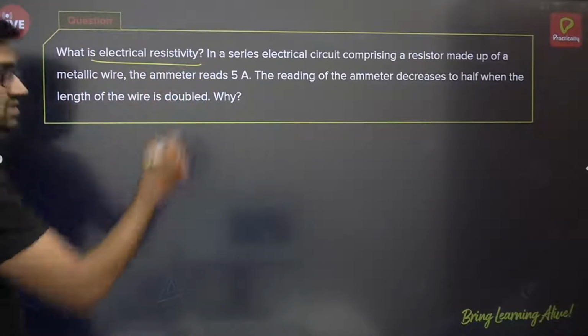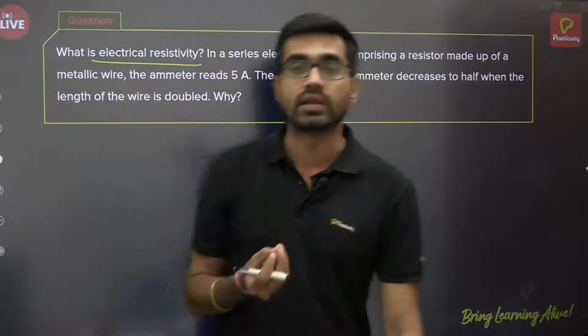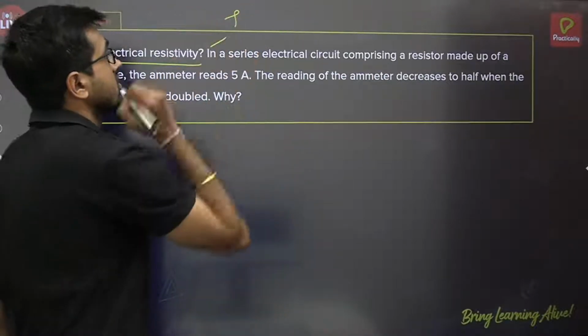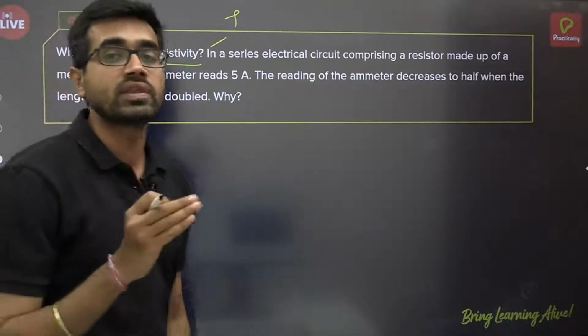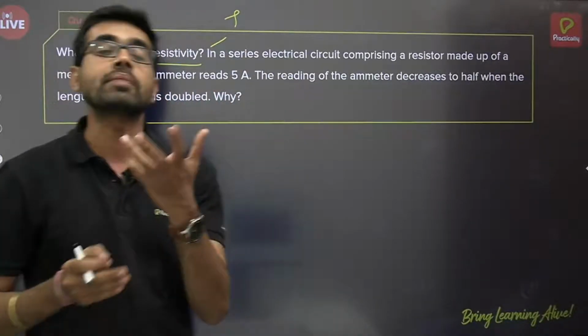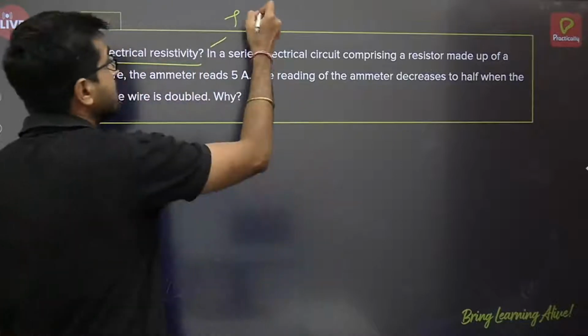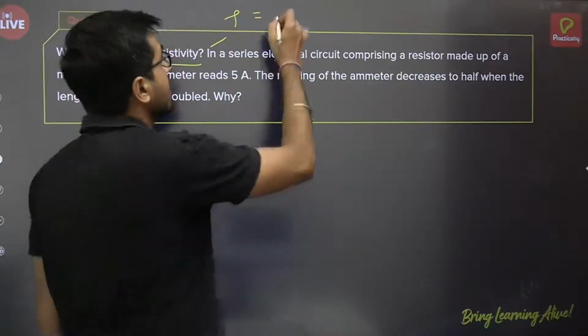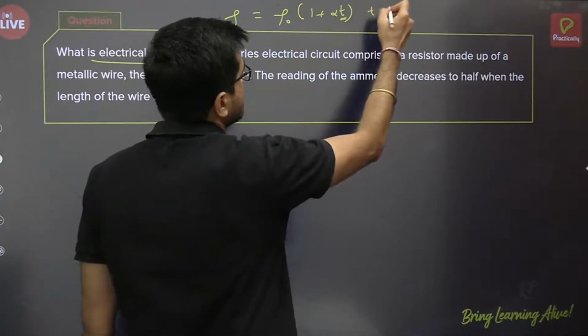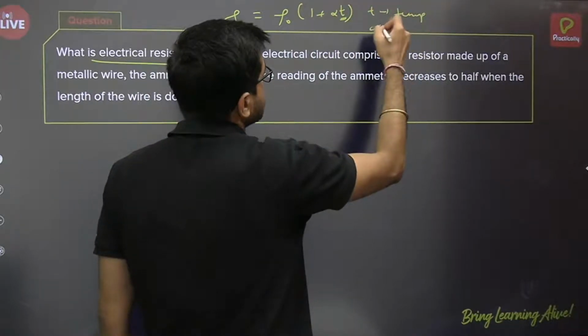What is electrical resistivity? It is the property of a material, right? It is the property of a material denoted by the symbol rho. Rho is independent of the length and the area. Rho depends on the type of the material. Okay? So rho in general depends on temperature.